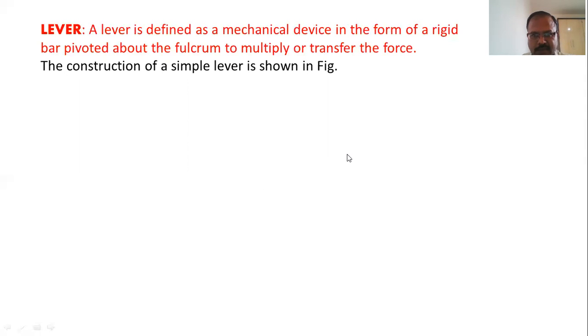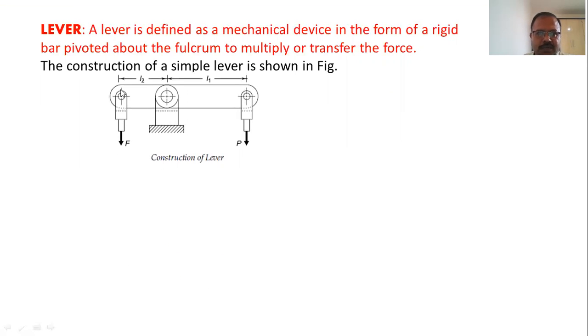We can see a simple construction of a lever. A lever is a construction which has three pins: one is a fulcrum pin, one is a load pin, and another one is an effort pin. It is just like a seesaw. On one end is the effort which we apply in order to lift the load. The fulcrum is a hinge.